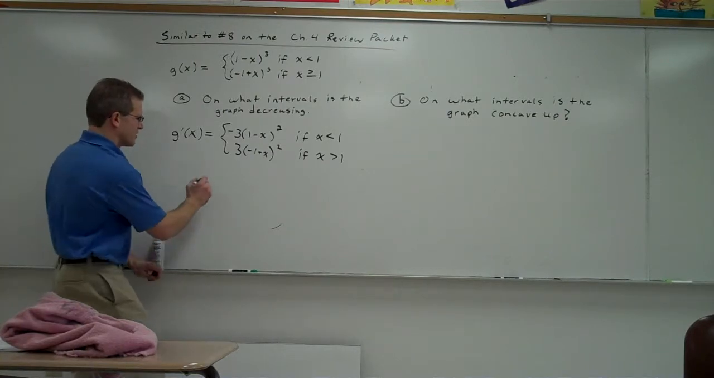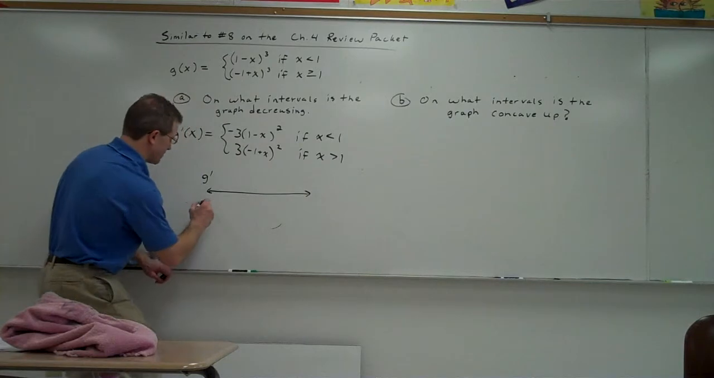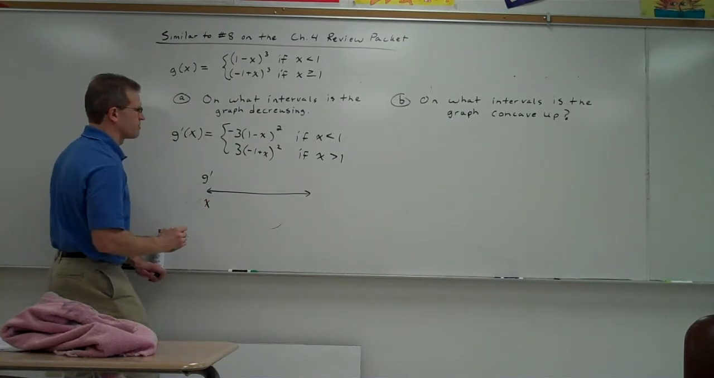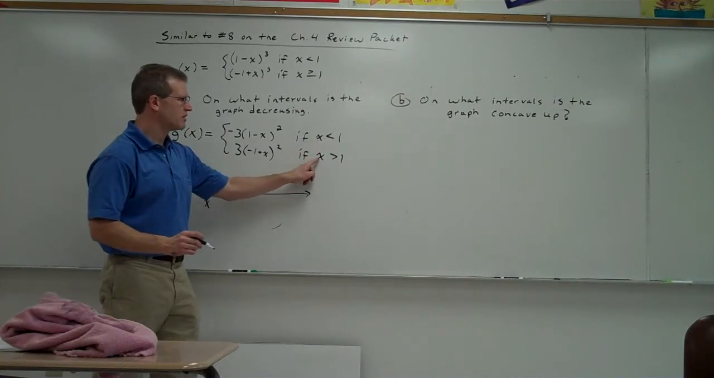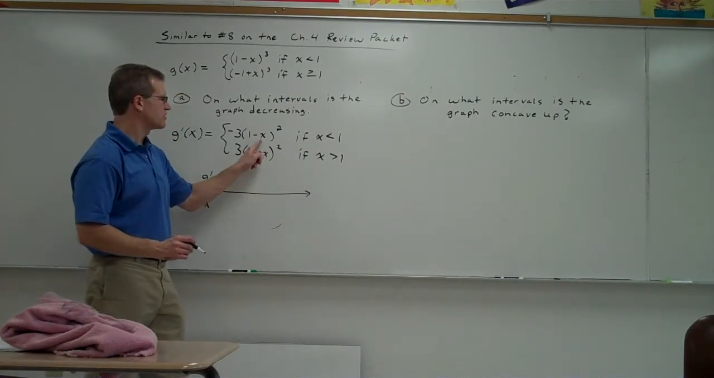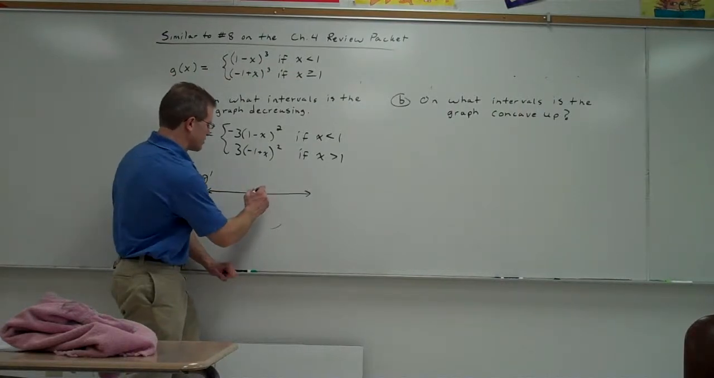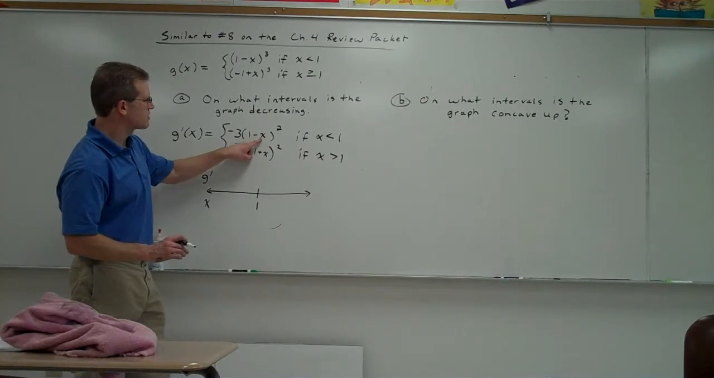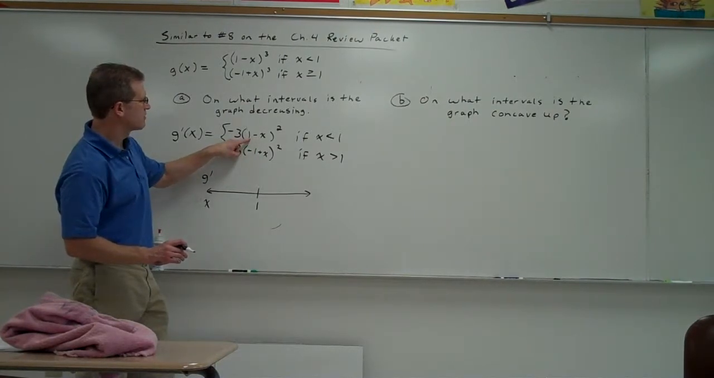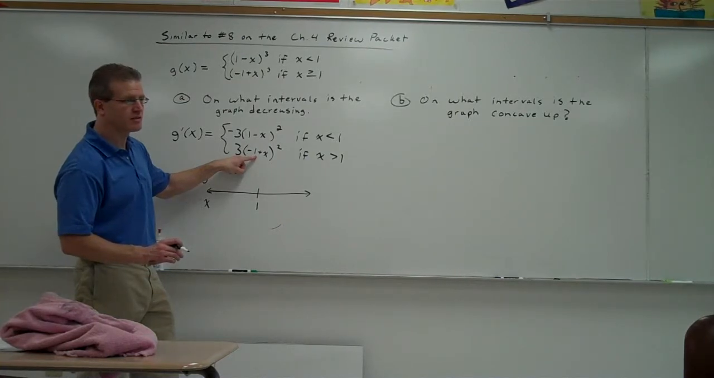Let's go ahead and make a number line chart for g prime, and the bottom numbers will be x. One key number you have to put on the chart is 1 because that's where the functions switch. So we know there could be a corner, a cusp, or something crazy going on there. So let's put 1 here. If you plug 1 into the top expression, you get 0. If you plug 1 in the bottom expression, you get 0.